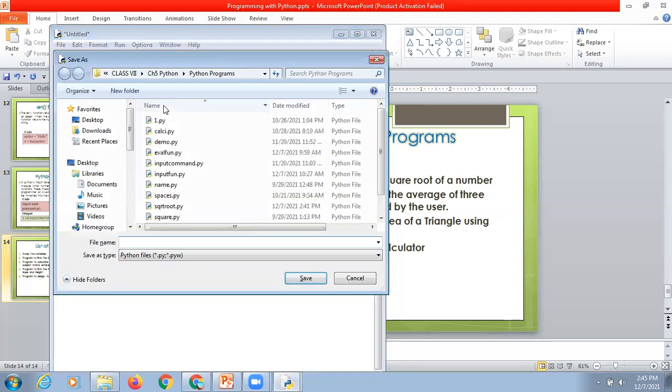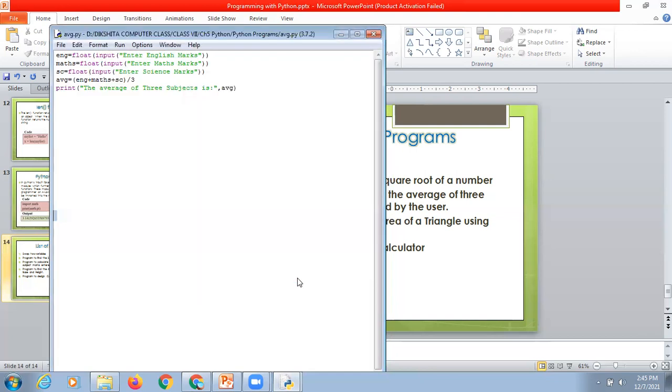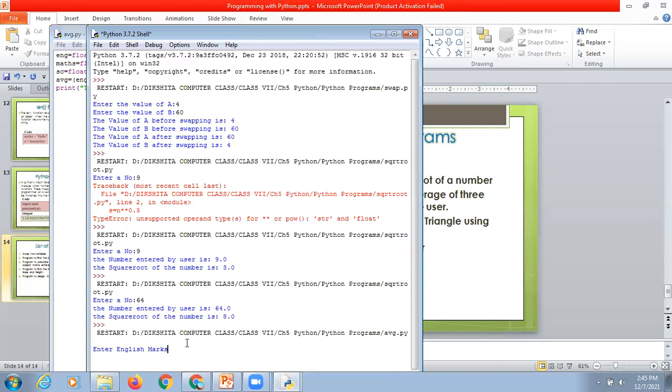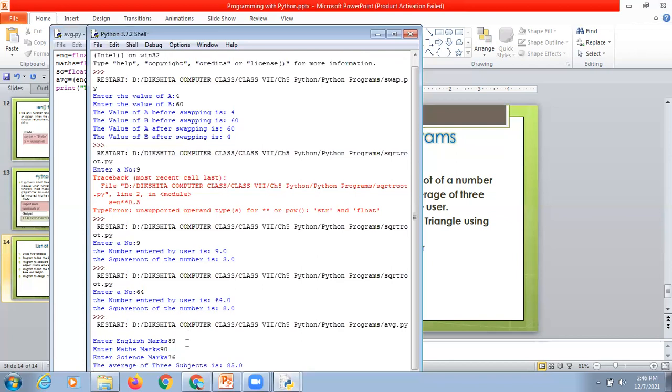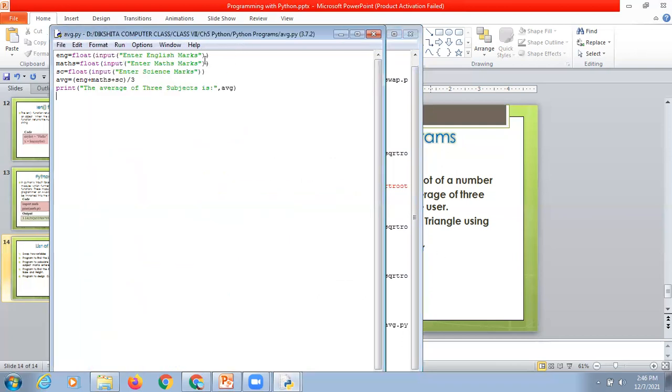Let's save it and check it. Enter English marks. Let's say these are marks out of 100: 89 and 90 and 76. The average of 3 subjects is 85. Right? So like this, you can calculate the average of any number of subjects. Okay, next question.